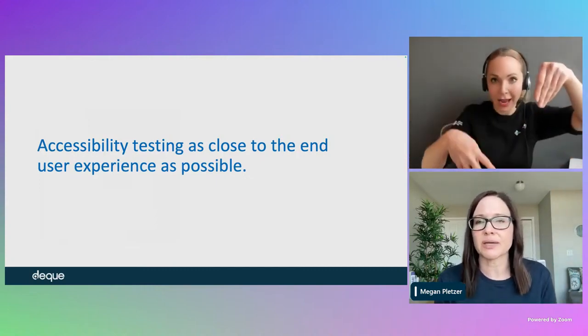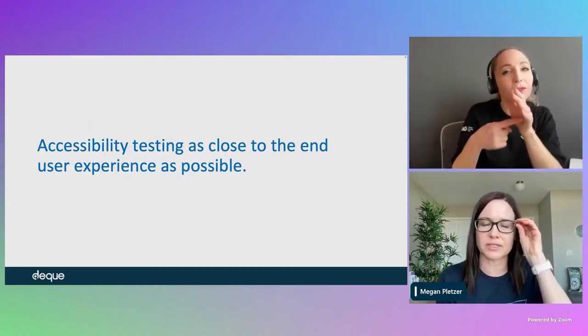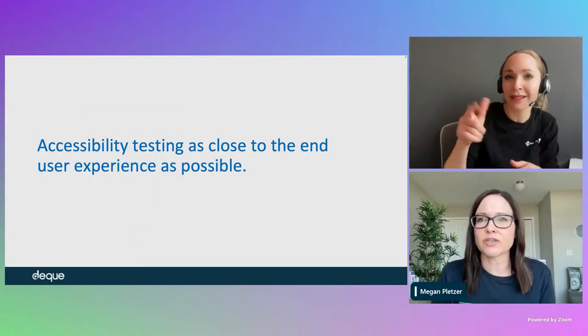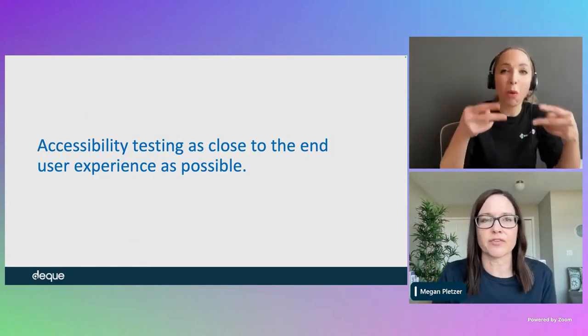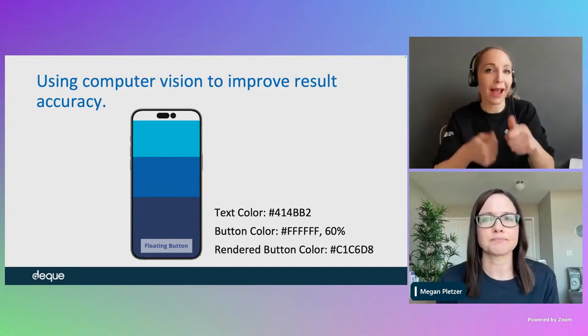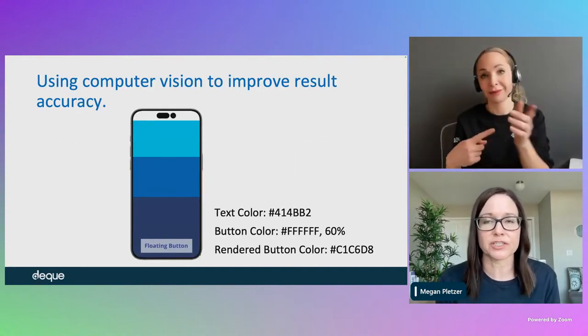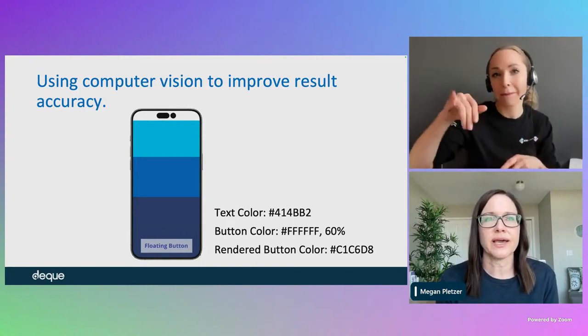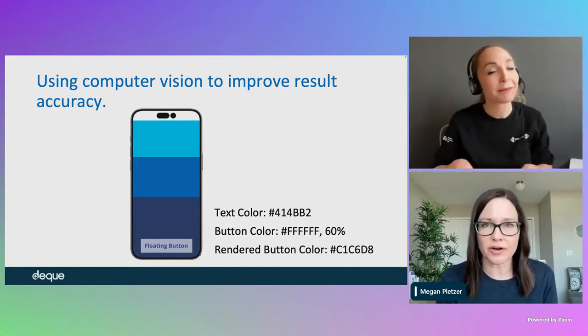But there's actually times where it's important to analyze the pixels themselves that are being rendered on the device, as opposed to a static source code analysis or analyzing that view hierarchy. And so I'll give you one example of that here. We've started to use computer vision to do just that, to analyze those pixels on the screen to make good assessments. And one example is color contrast.